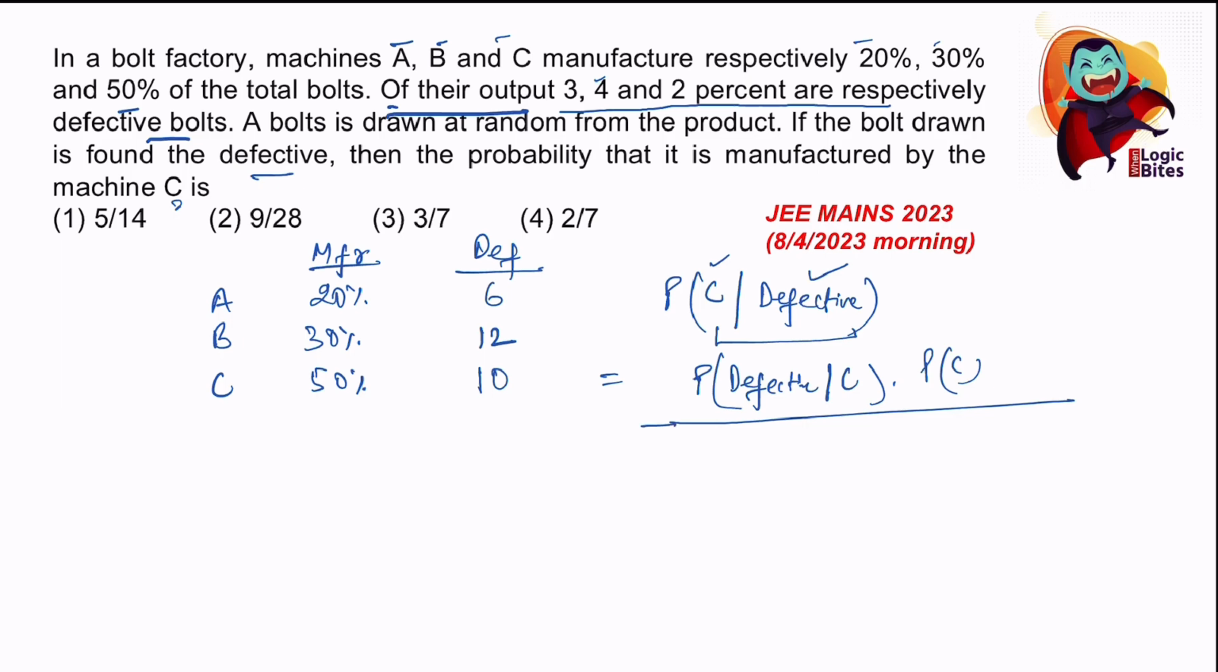Sum of total probability will be, let's say the bolt drawn was from machine A. So what is the probability that the bolt drawn was defective? It will be like this. Similarly for B, defective, we will see how this particular thing is derived in the next session. This is coming from conditional probability and Bayes theorem.